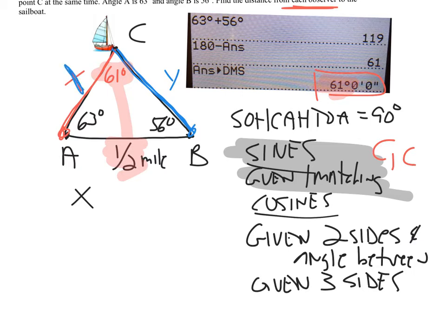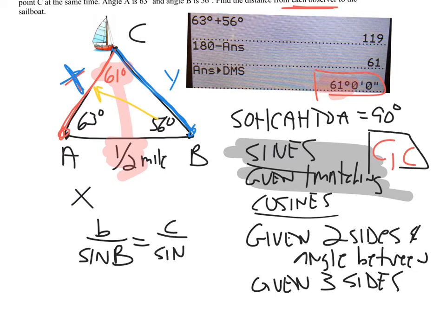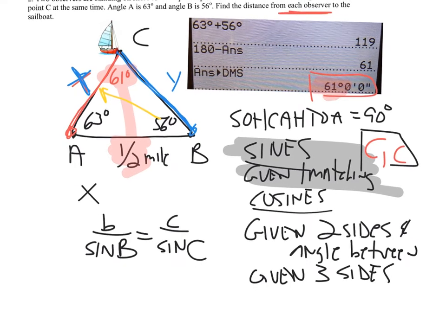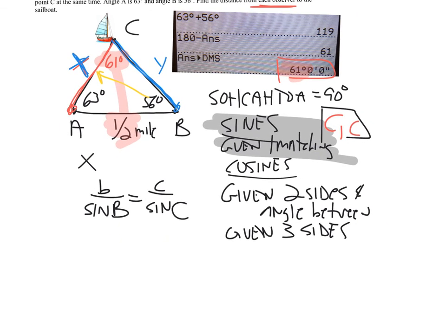Now first I'm solving for x, and x is the side opposite angle B, so I'm going to be solving for little b. So I'm going to go little b over the sine of angle B. That equals, now my matching set, my c's, little c over the sine of angle C. So I'm going to substitute in little b, which I called x, over the sine of angle B, so that's the sine of 56.